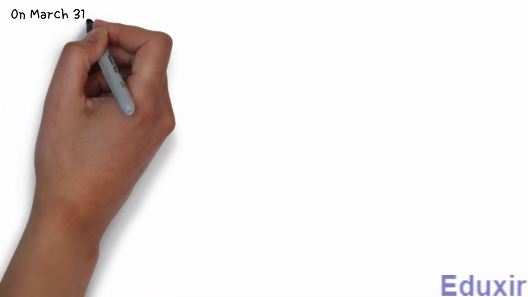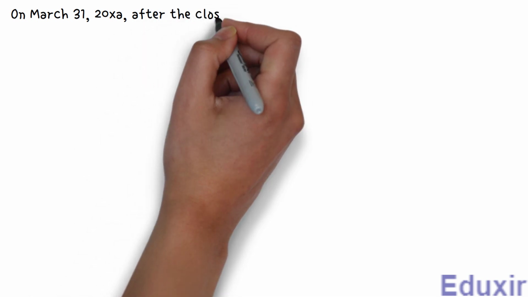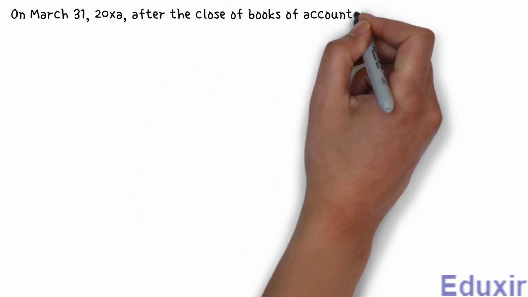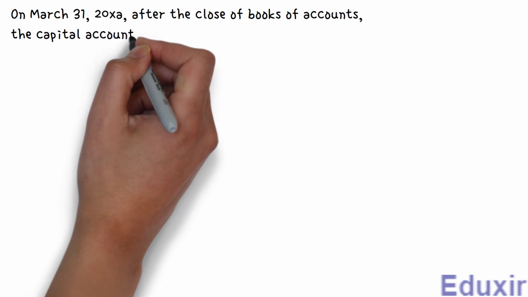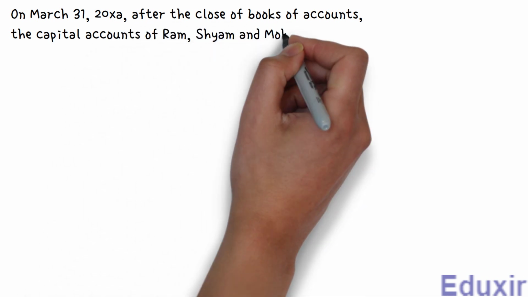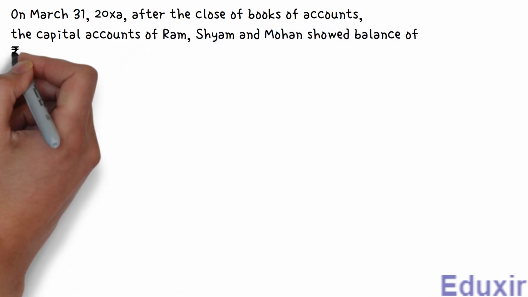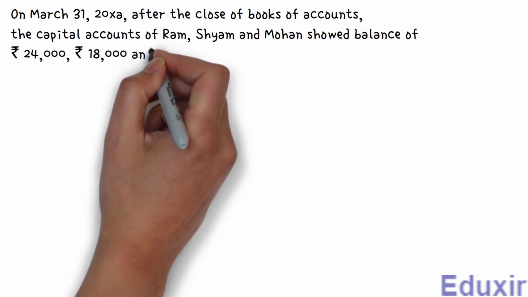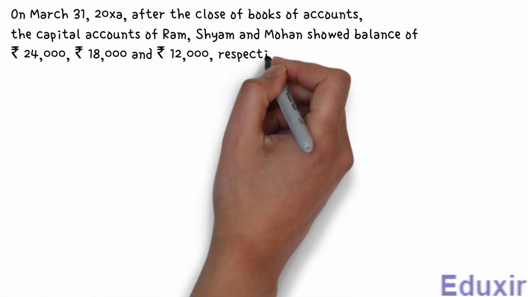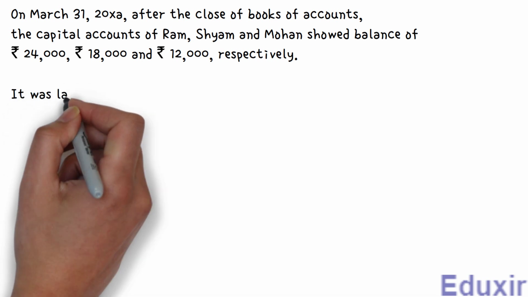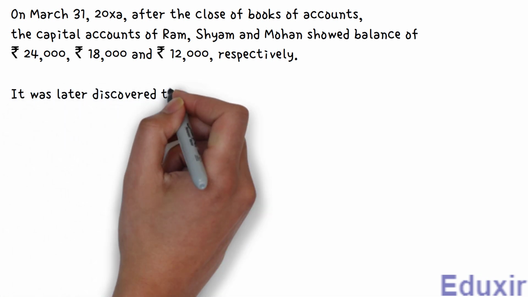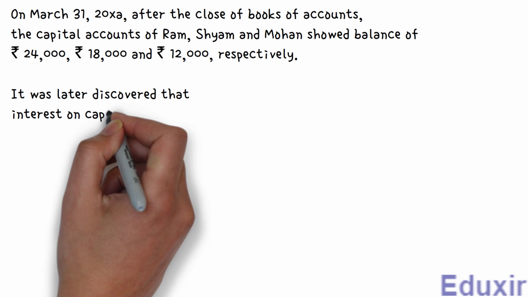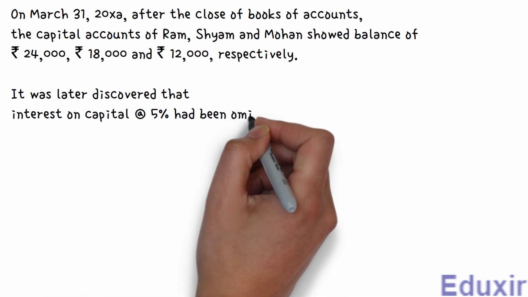On March 31st, 2000 XA, after the close of books of accounts, the capital accounts of Ram, Shyam and Mohan showed balances of 24,000 rupees, 18,000 rupees and 12,000 rupees respectively. It was later discovered that interest on capital at the rate of 5% had been omitted.